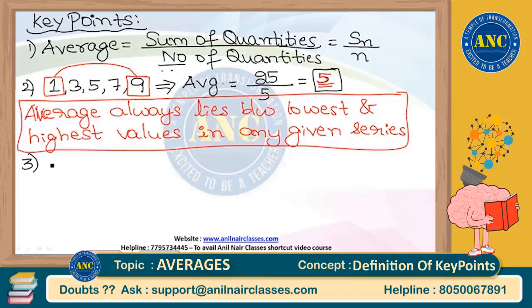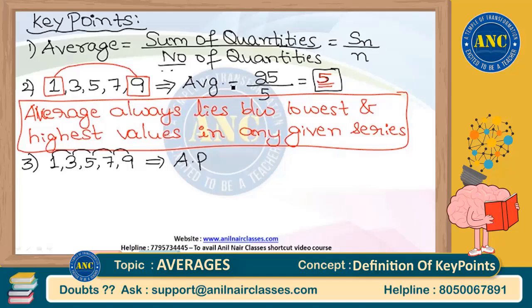My third key point, I will again write the same series 1 3 5 7 9, right? Can I say that 1 3 5 7 9, it is in arithmetic progression? What is the meaning of arithmetic progression? Common difference between the consecutive terms should be same. It is same in all the consecutive terms. So it is in arithmetic progression.